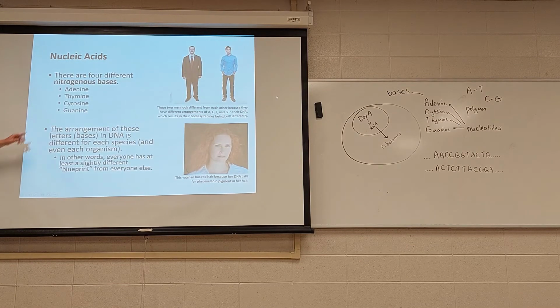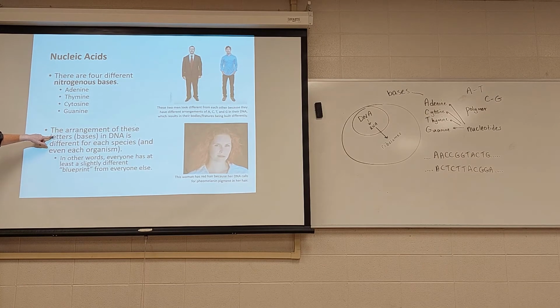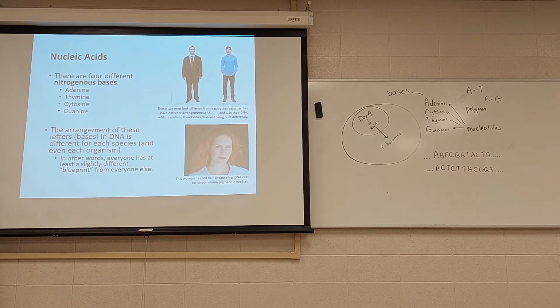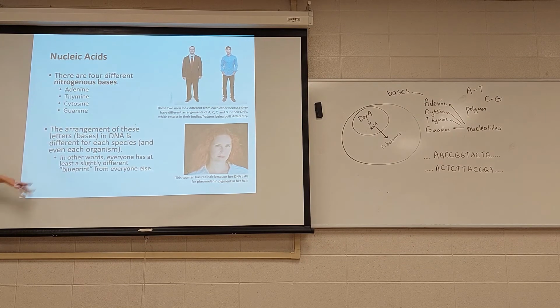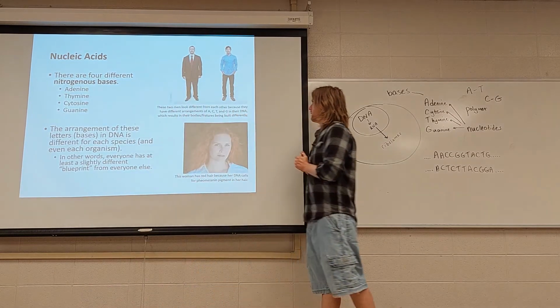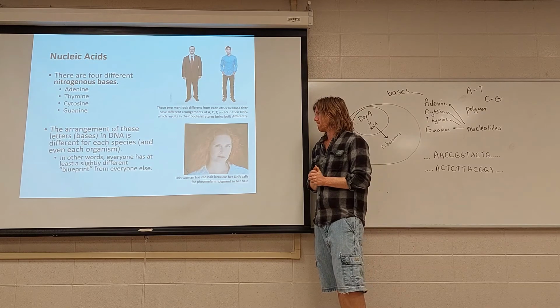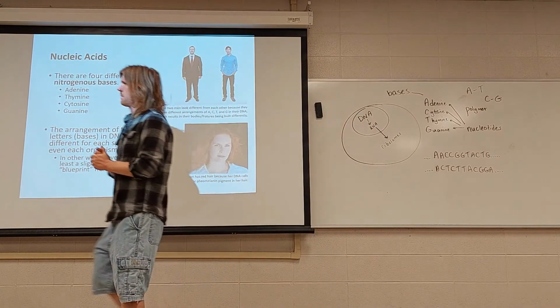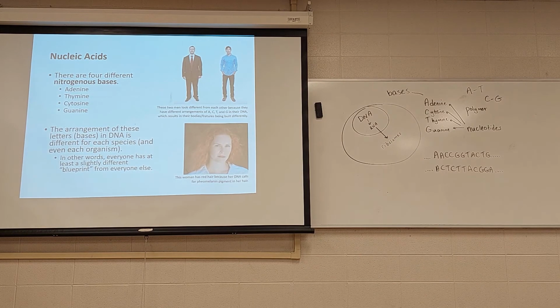So the 4 bases, we got A, C, T, G. The arrangement of those letters, those bases, in DNA is different in every species and in every organism. And so everybody has a slightly different blueprint. And these pictures just kind of illustrate that concept that we talked about. So I think the nucleic acids are one of the trickier ones to comprehend.